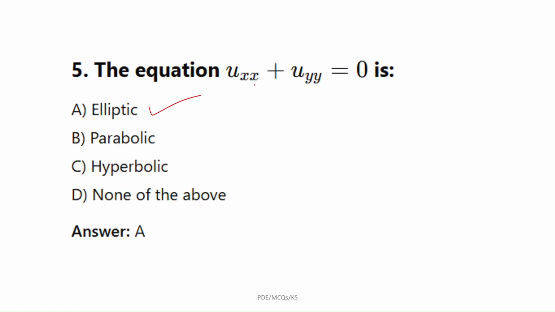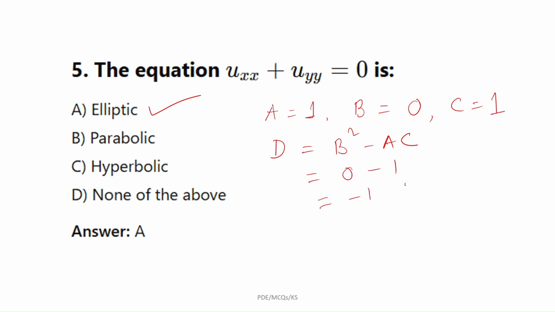So in this question, A equals 1, B equals 0, C equals 1. Now the discriminant D equal B square minus AC, which is 0 minus 1, that is minus 1, which is less than 0. Therefore, the type is elliptic. The correct answer is option A.